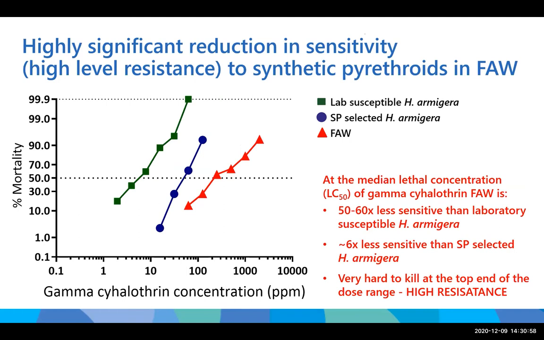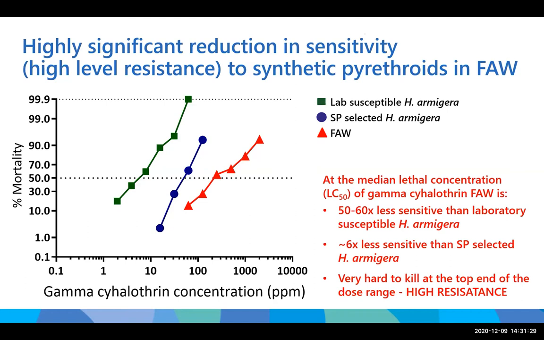And the result for gamma cyhalothrin shows pretty much a similar thing, with fall armyworm being about 50 times less sensitive than susceptible Armydra. And it's even less sensitive to cyhalothrin than resistant Armydra. And again, just really, really hard to kill at the top end of that dose range. And so, again, that supports the evidence that it's really highly unlikely that SPs are going to control fall armyworm, even under the most ideal of field conditions.